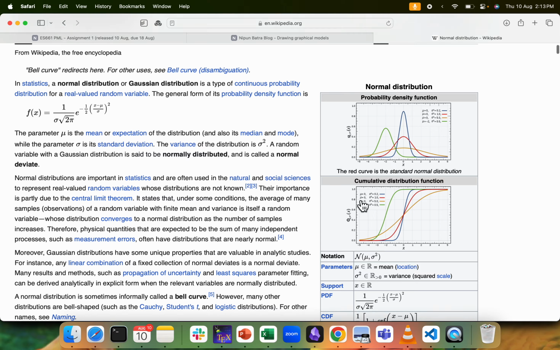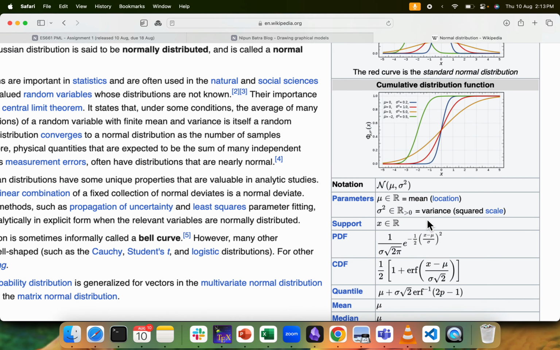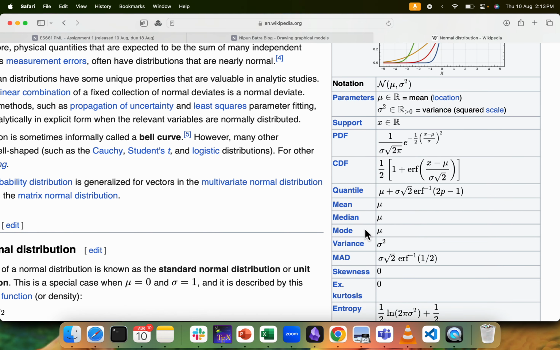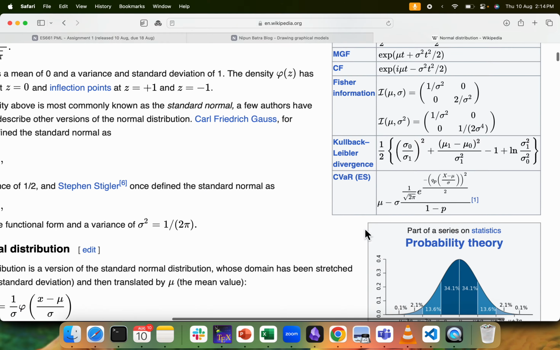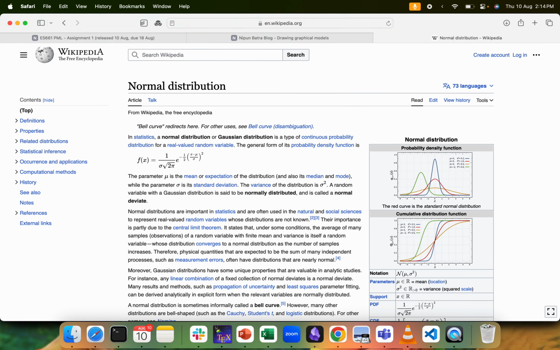You can pick up any distribution, and you'll get a lot of information directly from the Wikipedia page, which contains things like the support, PDF, CDF, mean, mode, variance, etc. You don't need to really go into any other resource if you want to learn about a new distribution.